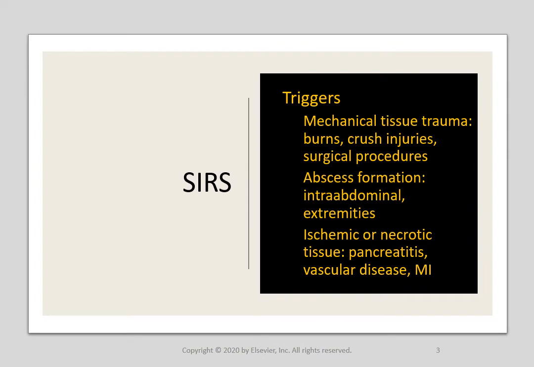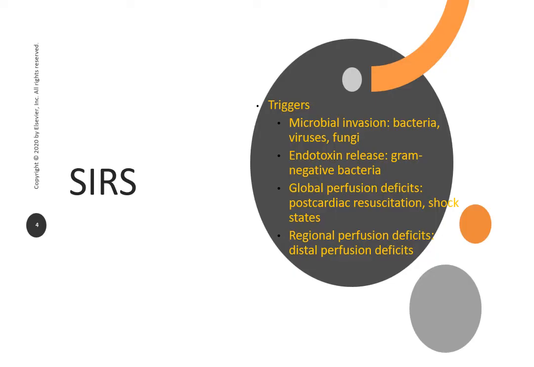Many different mechanisms can trigger SIRS. These include mechanical tissue trauma, burns, crush injuries, surgical procedures, abscess formation, especially intra-abdominal, extremities, ischemia or necrotic tissue, pancreatitis, and vascular disease and MIs. Also infection from bacteria, viruses, fungi, or parasites, endotoxin release, as is found in gram-negative and gram-positive bacteria, global perfusion deficits, post-cardiac resuscitation, and shock states. Also regional perfusion deficits or distal perfusion deficits.